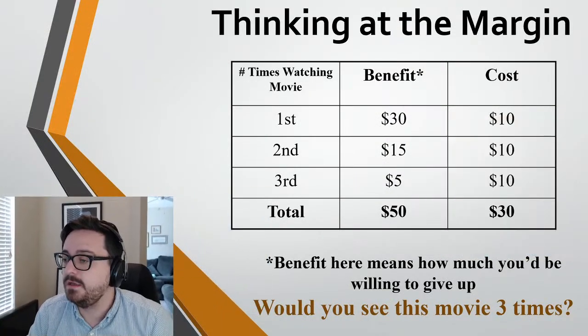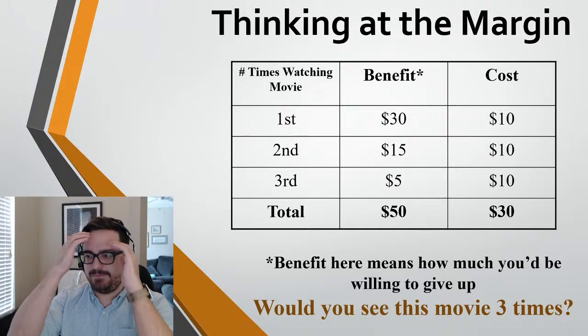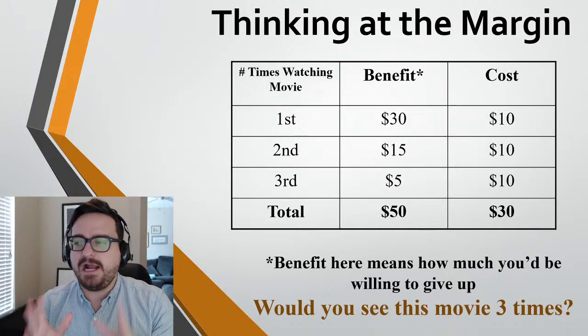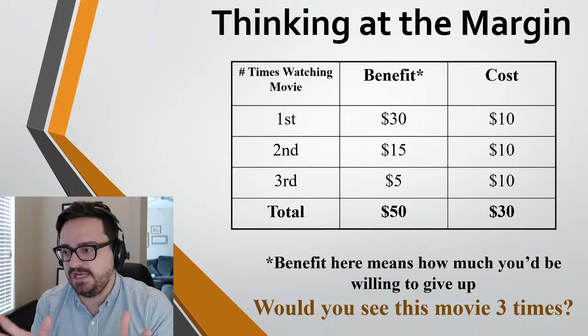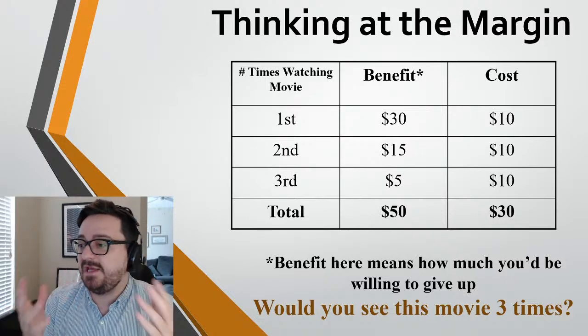Move my face out of the way. This is the savings example that I was mentioning, where marginal benefit can mean an actual thing you physically gain. It could also be like savings. And here is the scenario where it would be like savings. So look at the table. Let me explain what's happening here.